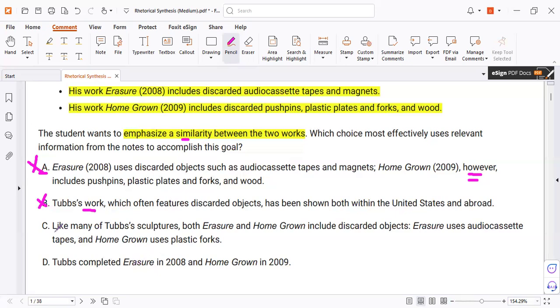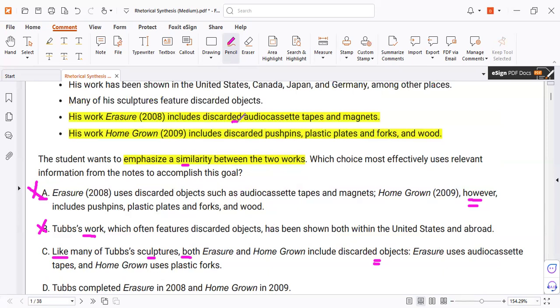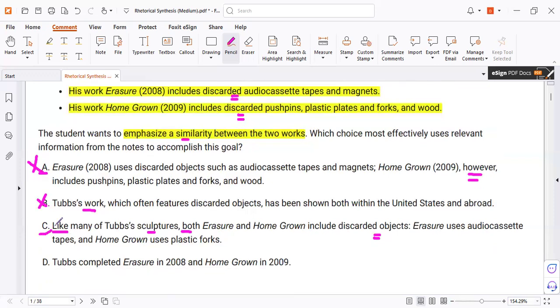But here we have "like" to show similarity. So like many types, both look the same. Both of them include discarded objects, as I mentioned here. Discarded and discarded. This means similarity or commonality between the two works. Both of them share the same idea. So this one is stronger.